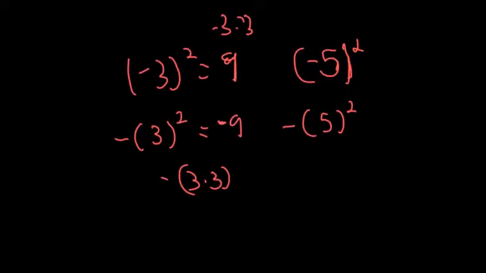So let's look at the second one. Same thing. I have negative 5 squared. So that would be negative 5 times negative 5. So that's going to equal 25. And negative times a negative is positive. And then the last one I have 5 times 5, which is 25. And then I apply that negative on the outside of the parentheses. So that's going to equal a negative 25.